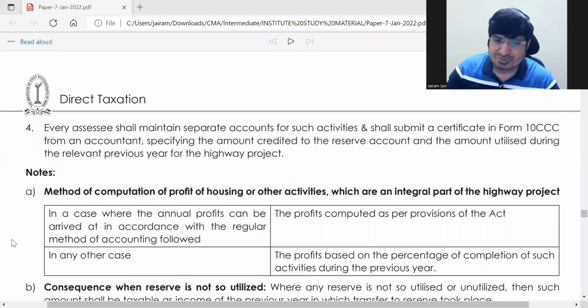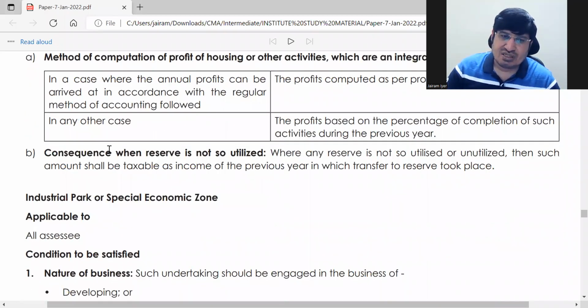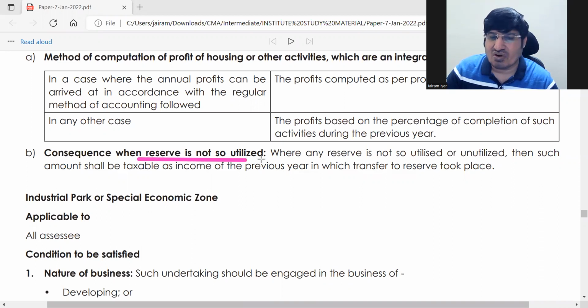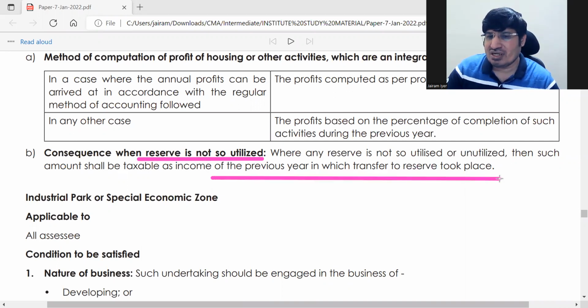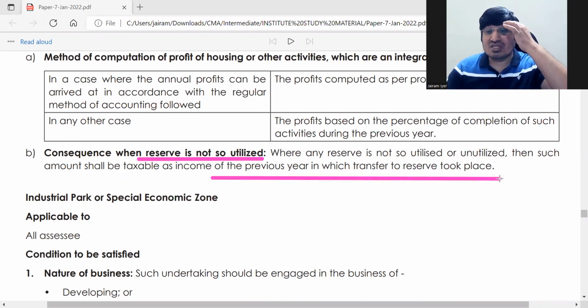Chaliye, then for last point is, so you are putting the amount in a special reserve and you have to use it in 3 years. Correct. What if you did not utilize it? If it is not utilized, then it will be deemed as profit of the previous year in which the transfer to reserve took place. Okay.